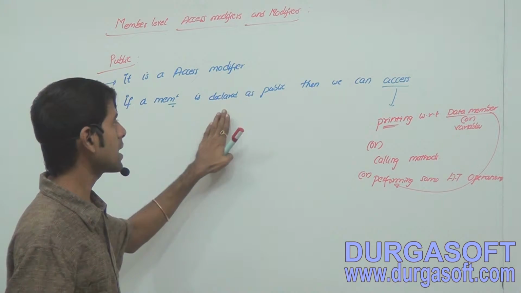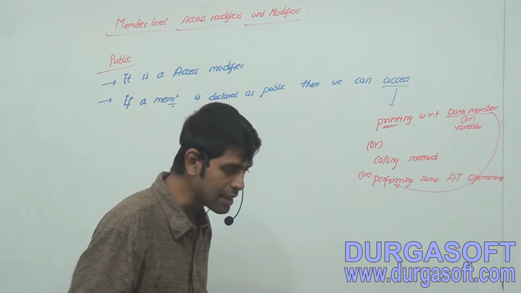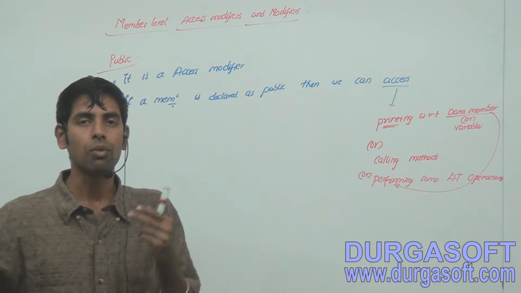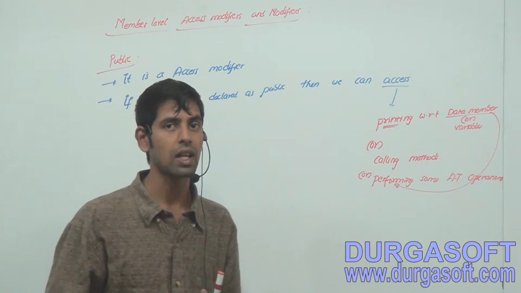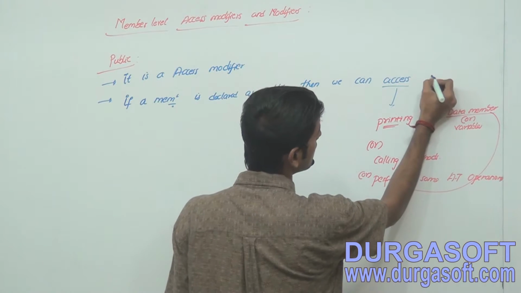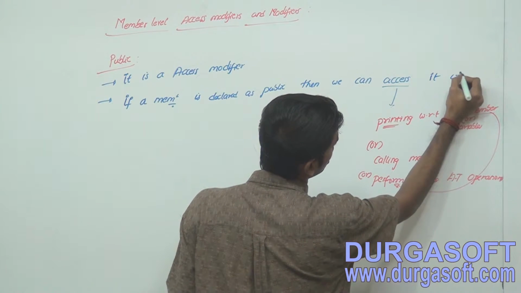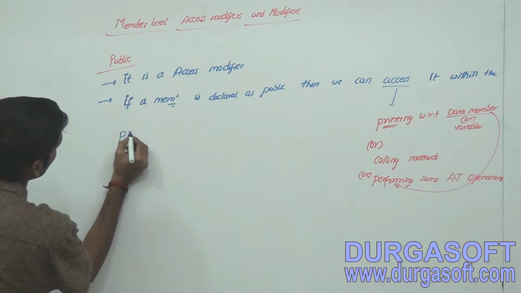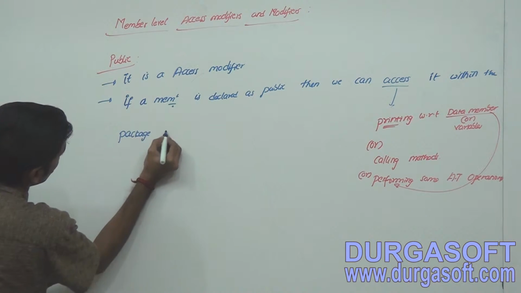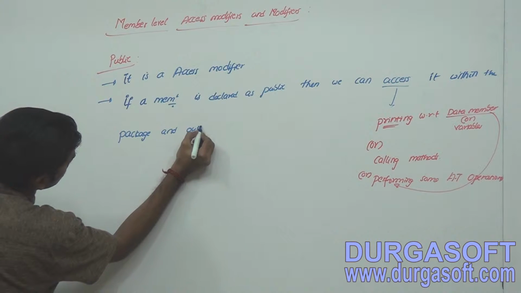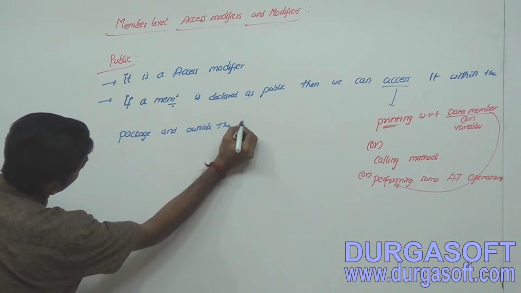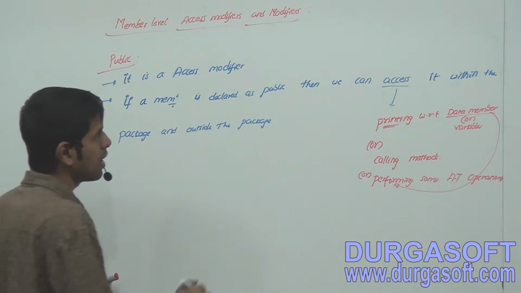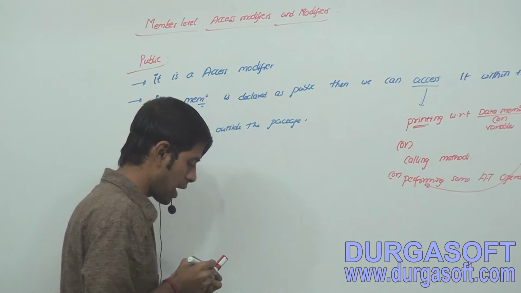If a member is declared as public, then we can access it within the package and outside the package without any restrictions. Okay, then we can access it within the package and outside the package without any restrictions.